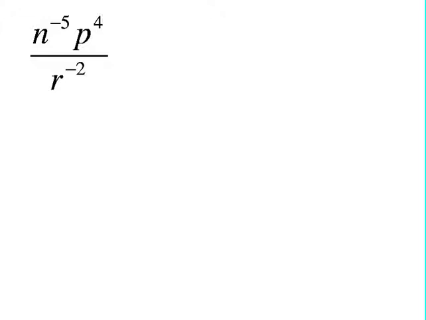Okay, so I have n to the negative fifth, p to the fourth, over r to the negative second. So now, I see I've got a negative exponent here, n to the negative fifth. Where am I going to move that? To the bottom. Okay? So really, I've now got an n to the fifth in the bottom.